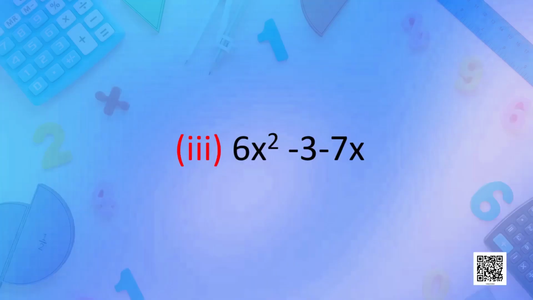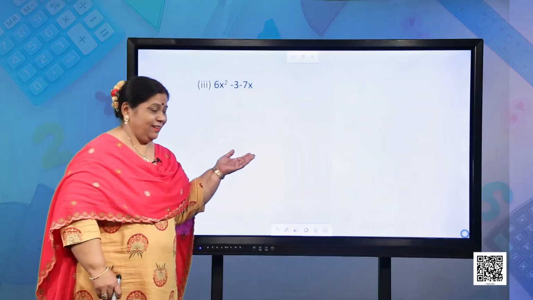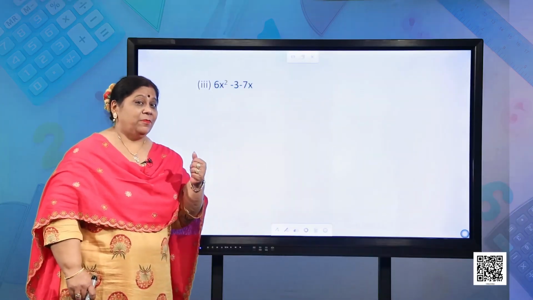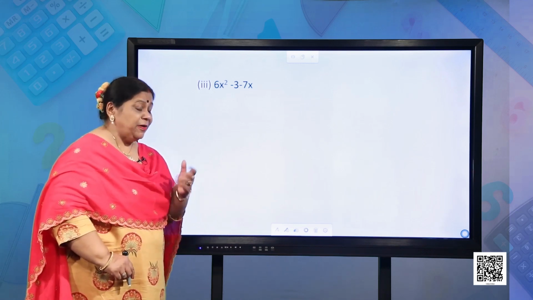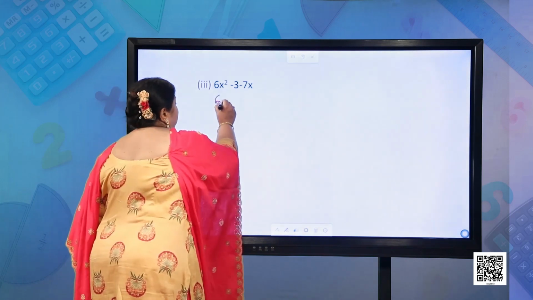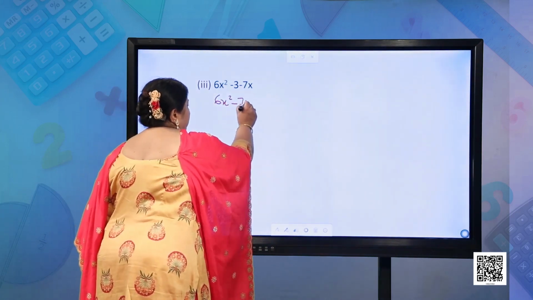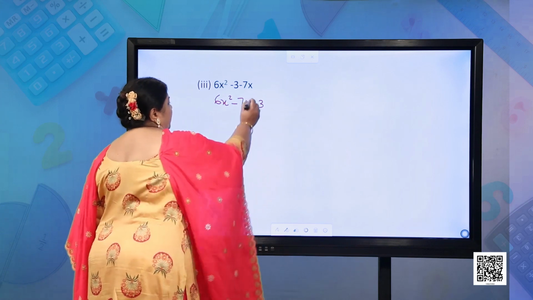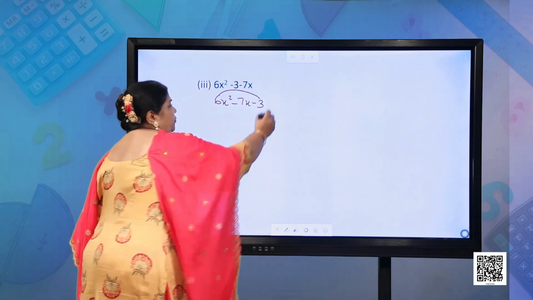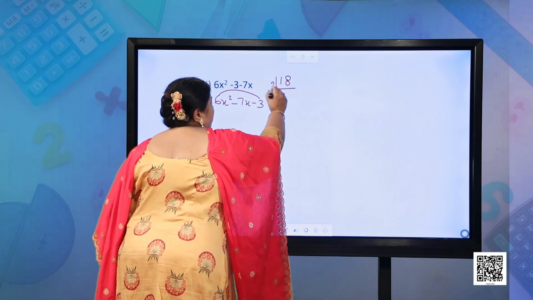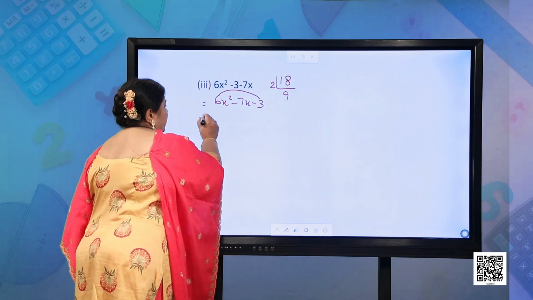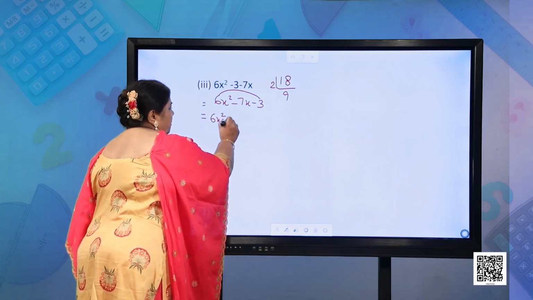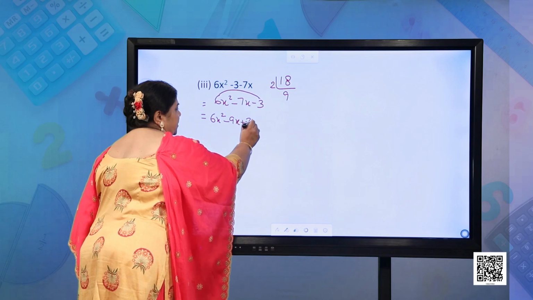Okay, let us look into the next part. So, students, we have another polynomial here. See, but it is not in standard form. Let us first write it down in standard form and then we will split it with the help of splitting of the middle term. Now, we can write it as 6x square minus 7x minus 3. Here 6 threes are 18. So, I need to factorize it as 2 and 9. Yes, I think that will give me minus 7x if I take 6x square minus 9x plus 2x minus 3.